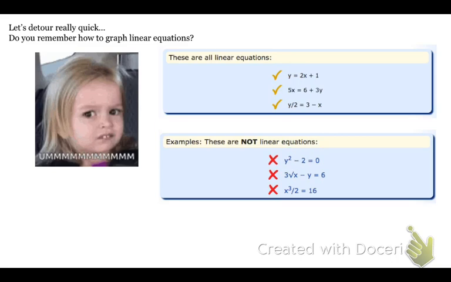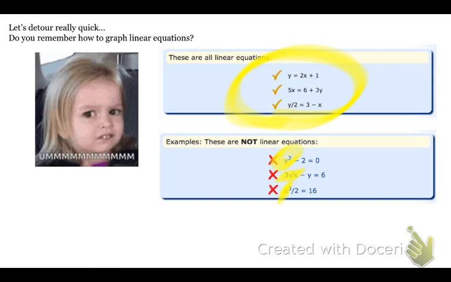So that y squared makes it not linear. That square root right there makes it not linear. That x cubed right there makes it not linear. Okay? So you just have to have y's and x's. We can't have any squareds or anything in there, because remember, a squared would make it a quadratic. A square root would make it a square root function. A cube would make it a cubic, and that just keeps going.